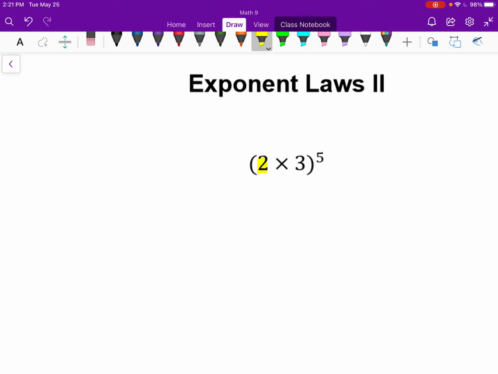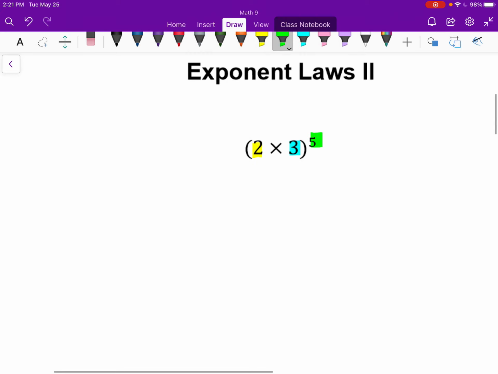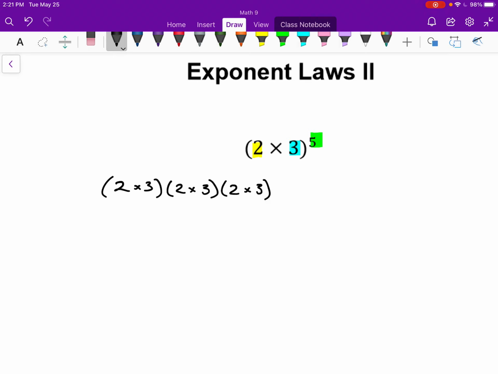So if I have 2 times 3 and it's all being raised to the power of 5, what does that mean? Well, this means 2 times 3 times itself 5 times. OK, so how can I write this in a different way, though? What's this property I'm trying to get us to look at?